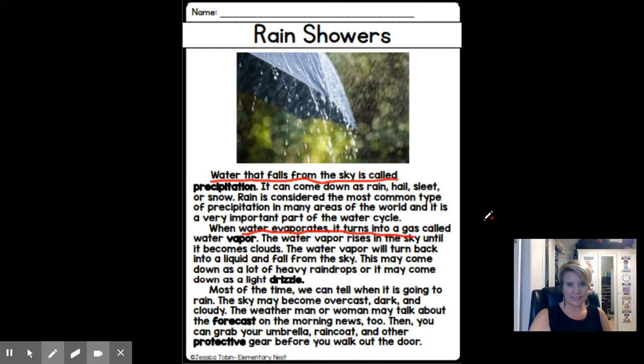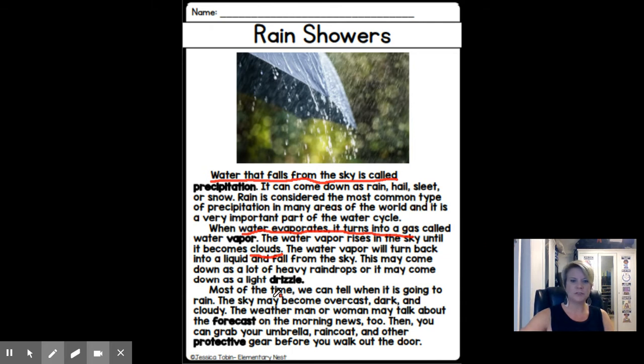The water vapor rises in the sky until it becomes clouds. And I know clouds are gas, so that water vapor must be clouds in the skies. So I'm going to also underline that. So not only is this a definition, but there's also an example there. The water vapor rises in the sky until it becomes clouds. So I'm going to underline clouds because clouds is an example of water vapor. The water vapor will turn back into a liquid and fall from the sky. This may come down as a lot of heavy raindrops, or it may come down as a light drizzle.